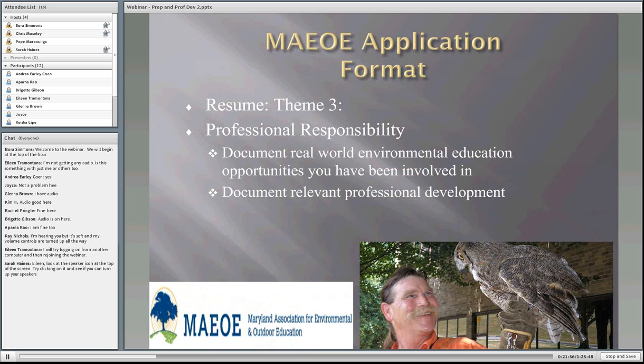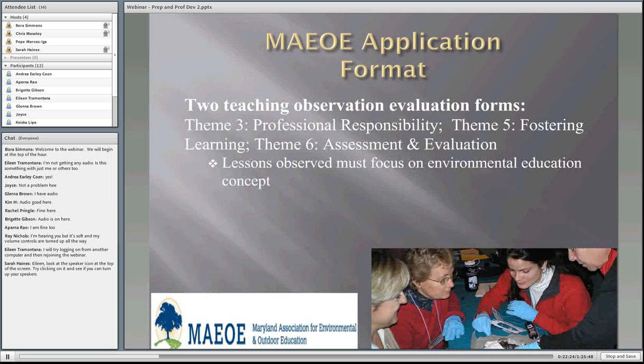So our application format follows the guidelines. It's set up to cover all the 6 themes that Bora mentioned. The first thing an applicant would have to do is turn in a resume, and there is a certain format that we're looking for that is posted on our certification website. So the applicant would have access to that. They would have access to the rubrics that we use to score all their materials. That resume basically covers theme 3 that Bora mentioned earlier.